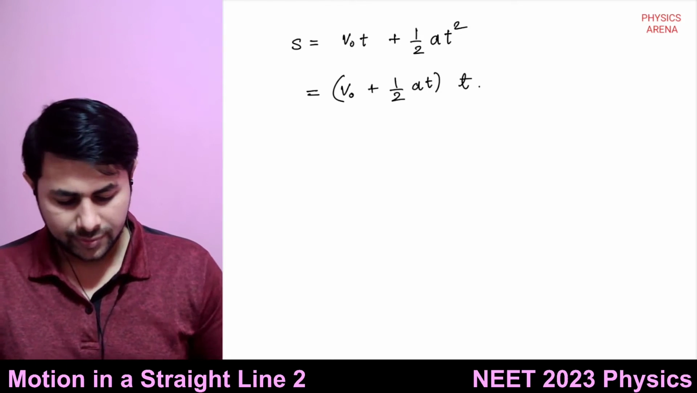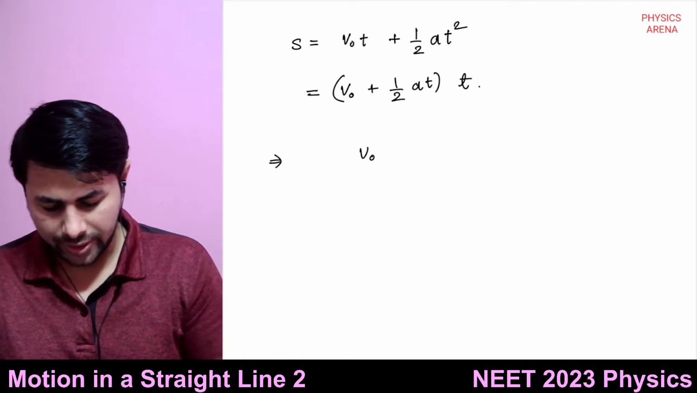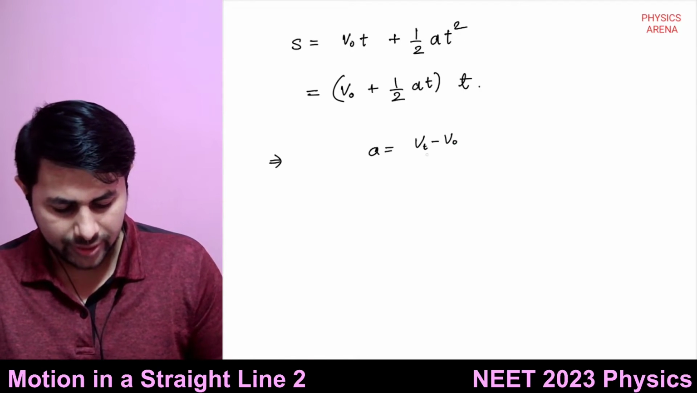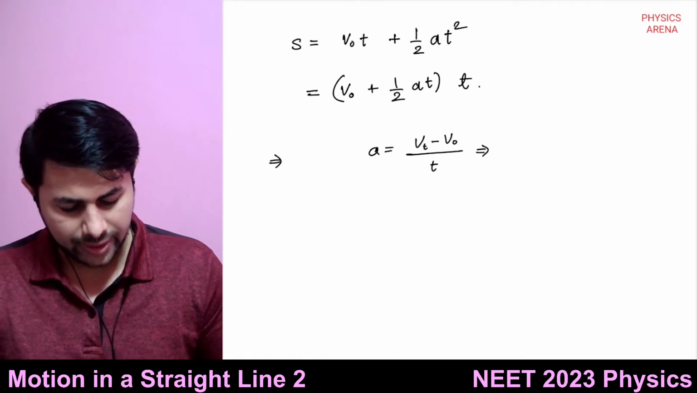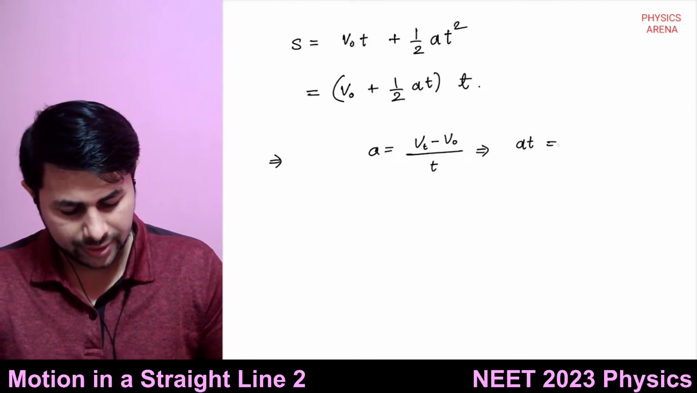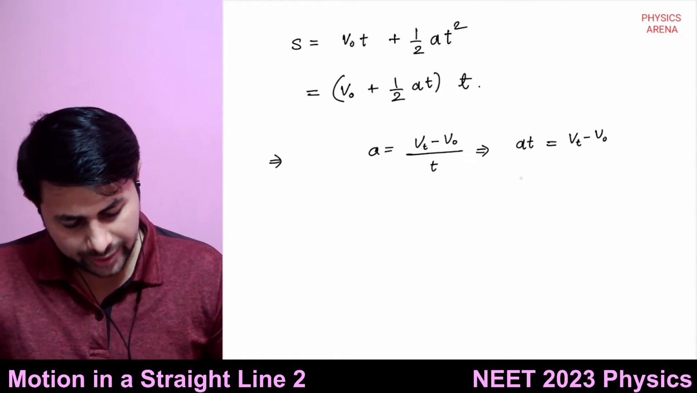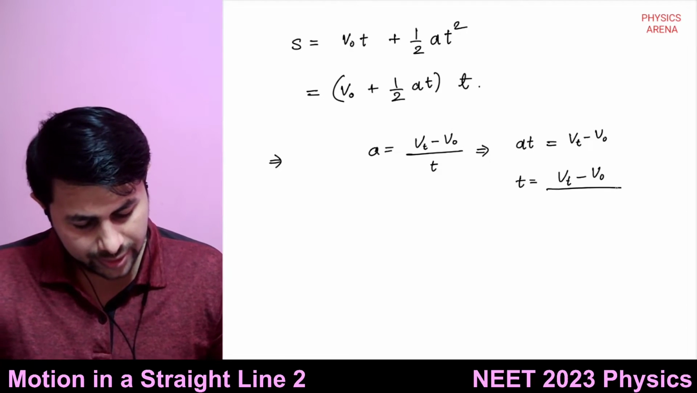And then we have A equals Vt minus V0 divided by t, or from here I can write At is equal to Vt minus V0, and t equals Vt minus V0 divided by A.